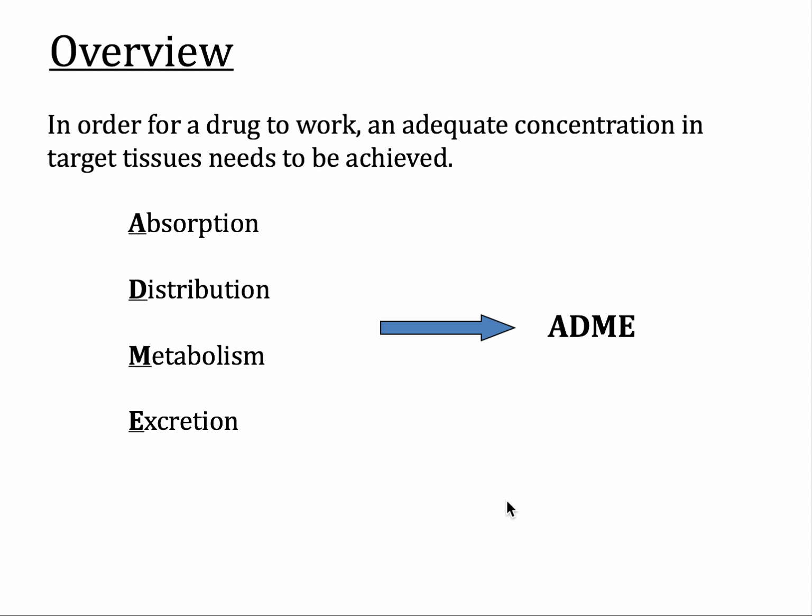So in order for a drug to work, you need an adequate concentration in the drug tissues, right? So we know that. We have this process called ADME. So when a drug is first administered, you've got absorption. Then next takes place distribution, when the drug is distributed to various different types of tissues. Then once it reaches the liver, the gut wall and so on, it becomes metabolized, and then some of the drug, as you know, is excreted.